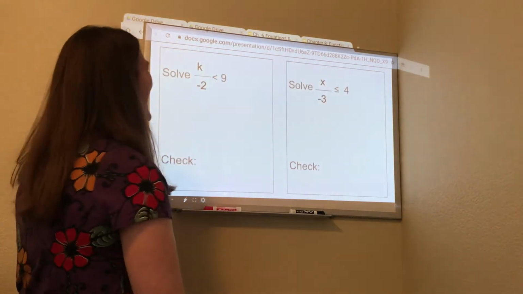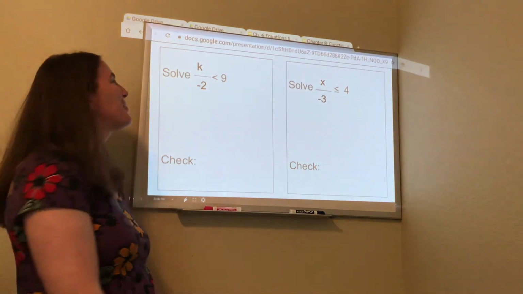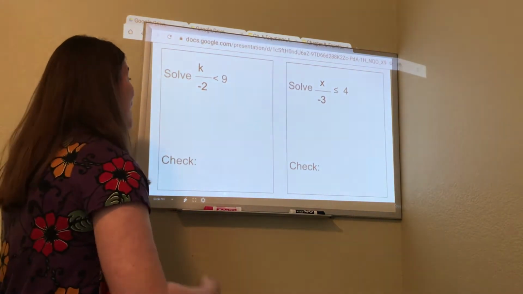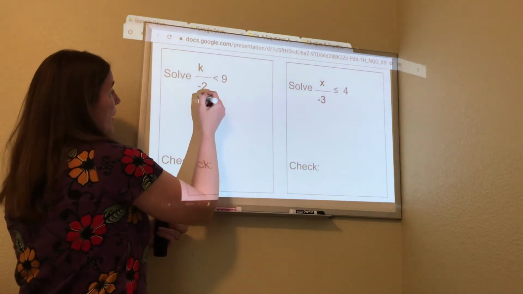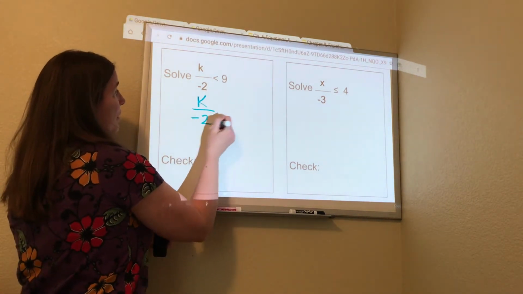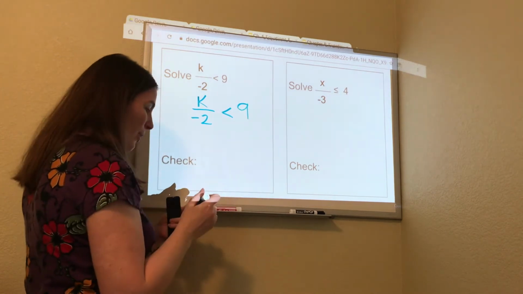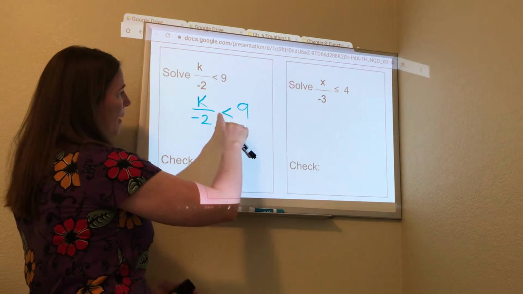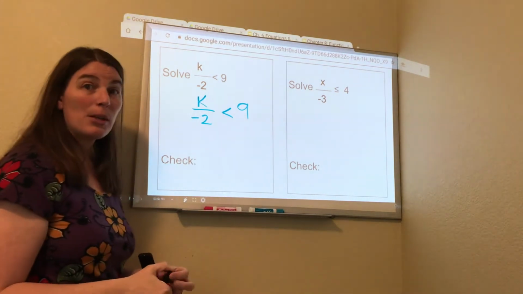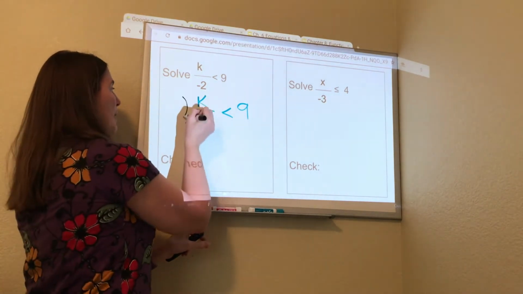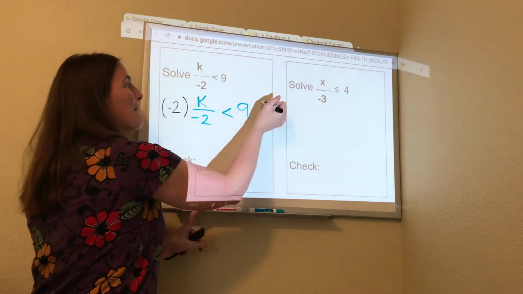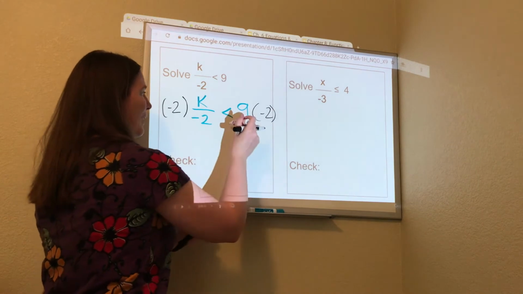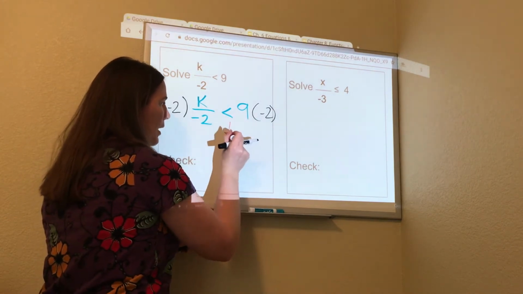All right, here is the next one. So k divided by -2 is less than 9. So I'm going to rewrite my inequality. And let's go ahead and find my variable, which is k. What's happening to it? I'm dividing it by -2. So I'm going to do the opposite and multiply by -2. Since I'm multiplying by -2, I'm going to have to change my sign. I'm going to go ahead and put that in there so I don't forget.